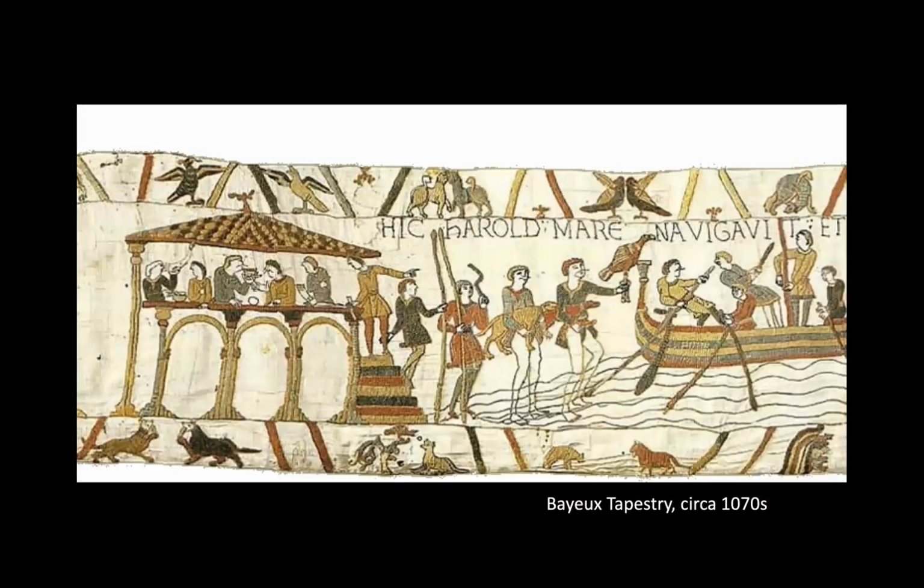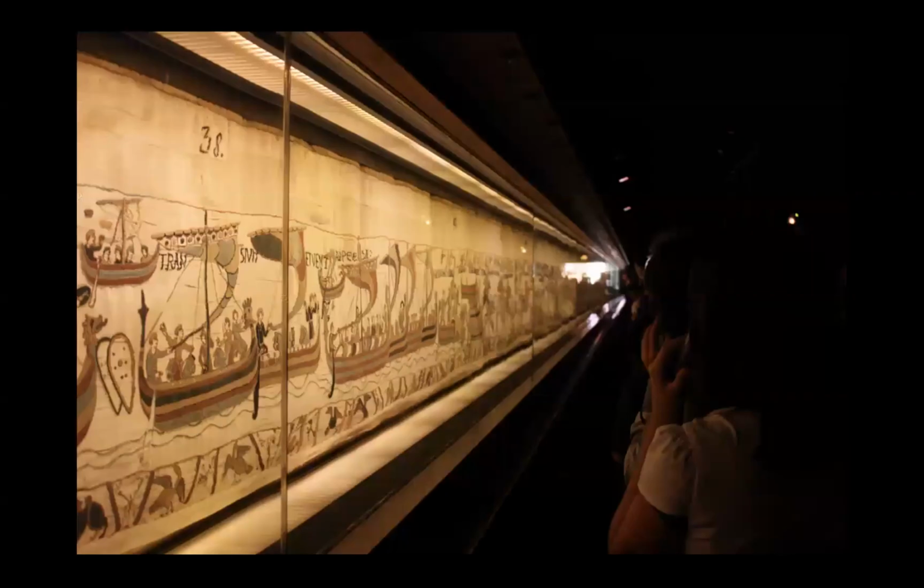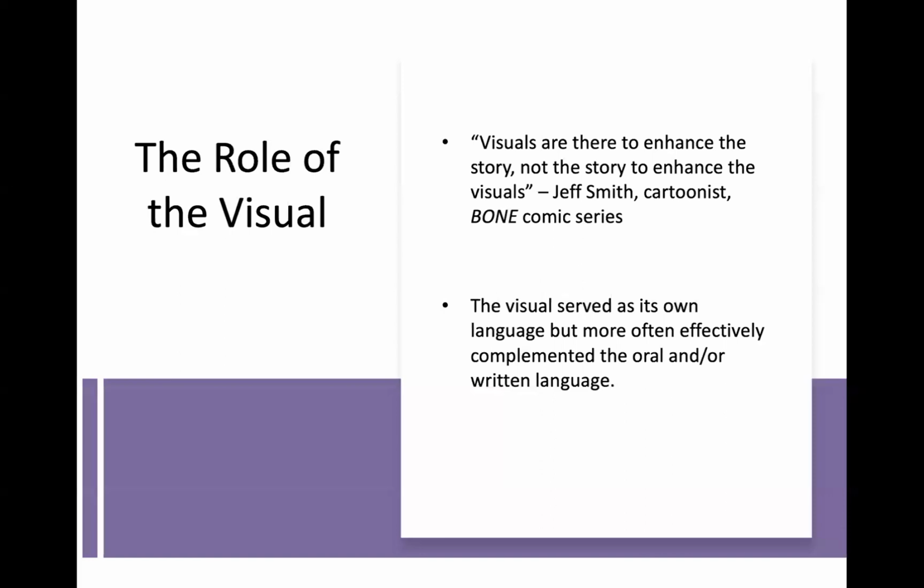This is a tapestry that is about circa 1070s. Again, just another way for us to tell what's going on in our world. This is the tapestry set up in a museum so you can look at it. And it looks like it's repetitive, but each section has its own part of the story.